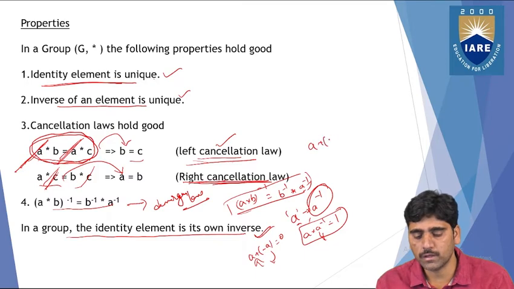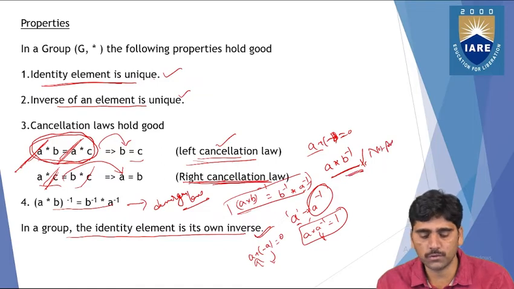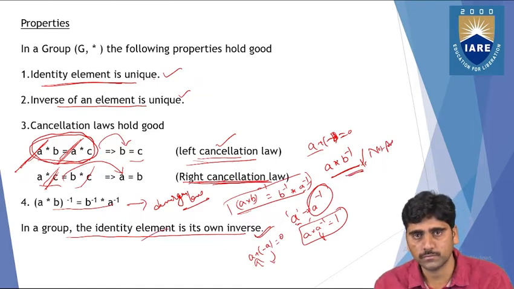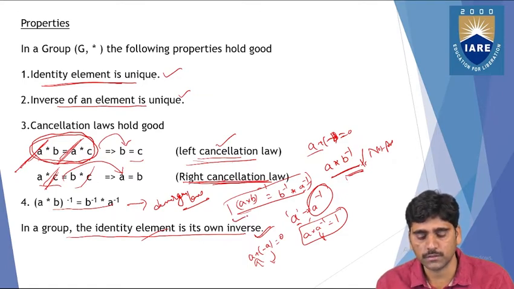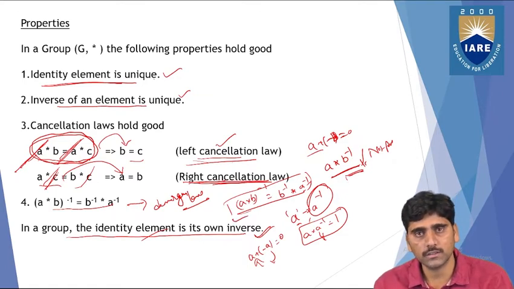But A plus of minus B is not possible, and similarly A star of B inverse is also not possible. These two are not possible for this inverse operation. So this is the way you can understand this abelian group.